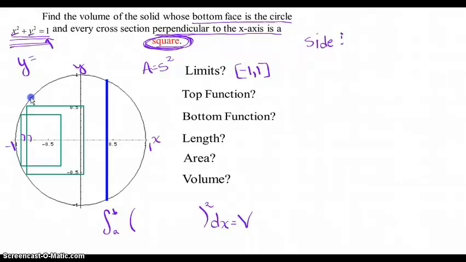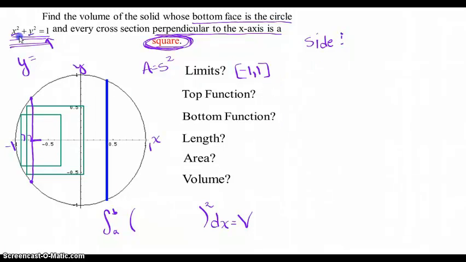Now I need an upper bounding curve and I need a lower bounding curve, right? Here we don't stop at the x-axis. One side length is from the top of that circle, or the circle that bounds on top, and the same circle that bounds on bottom. So we have a top function and a bottom function.